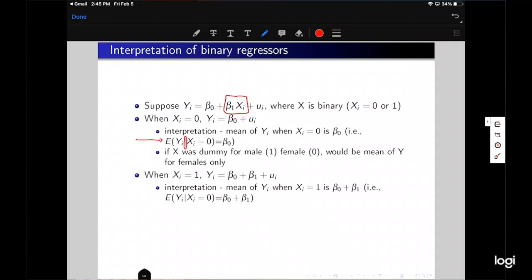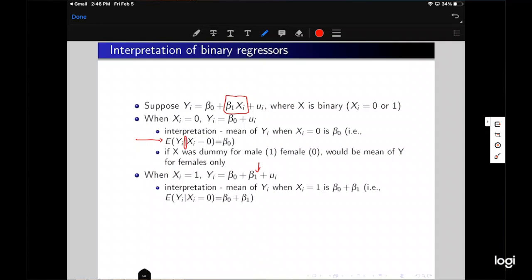If x was a dummy for male equals 1 and female equals 0, this would be the mean of y for females only. So when we're saying x equals 0, we're talking about females, the mean of y, whatever outcome it is, for females only. When x_i equals 1, y_i equals beta 0 plus beta 1. Notice how x_i still drops out, but we're now multiplying beta 1 by 1, and so we're just left with y_i equals beta 0 plus beta 1 plus u_i.